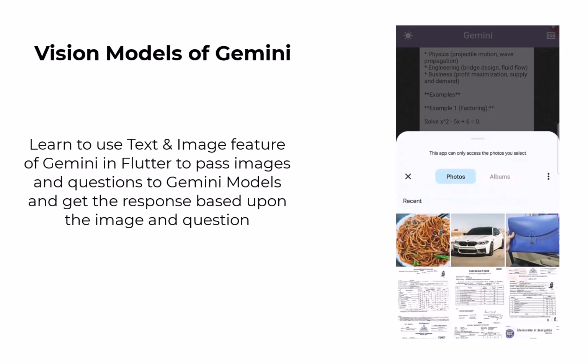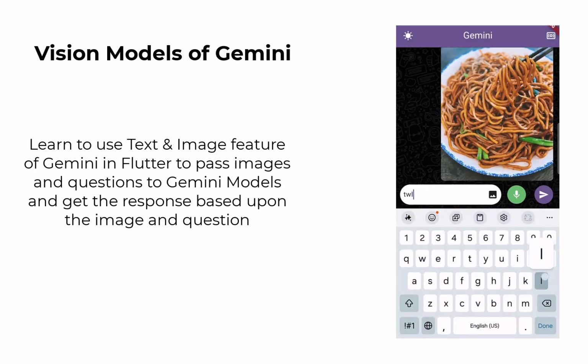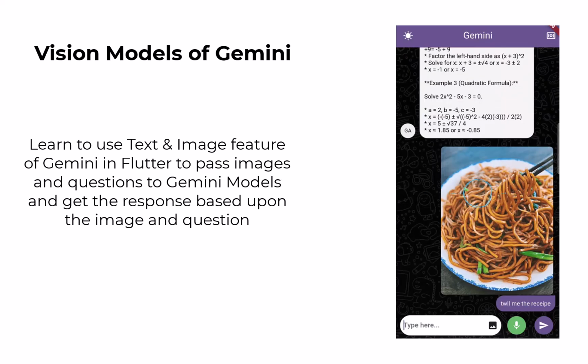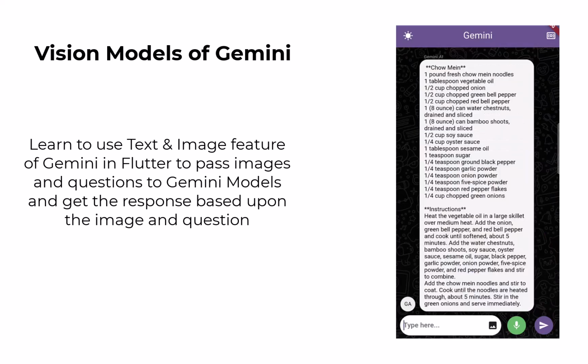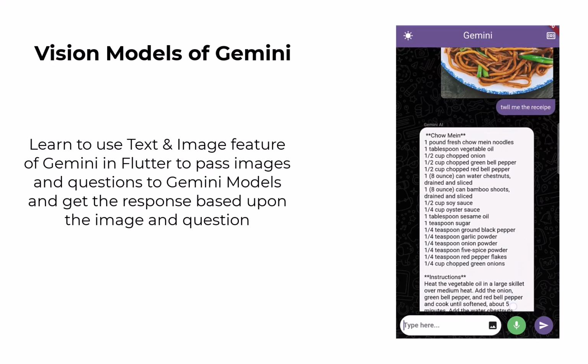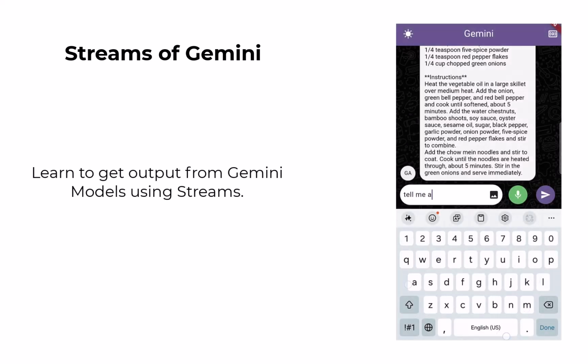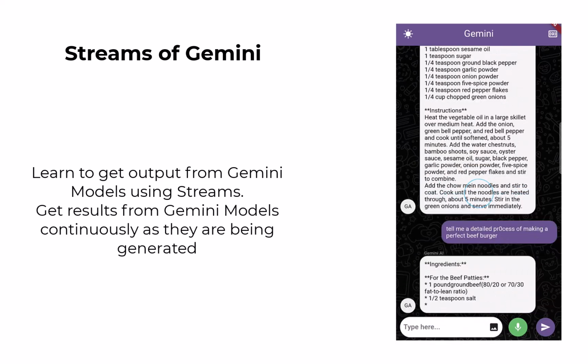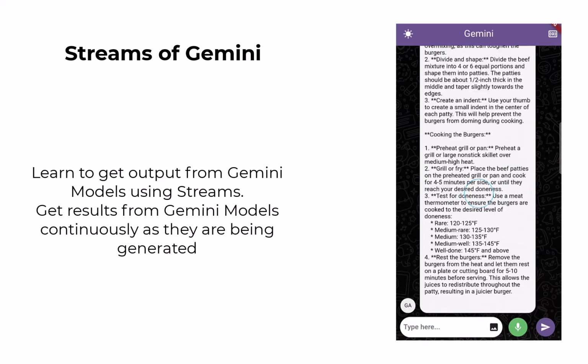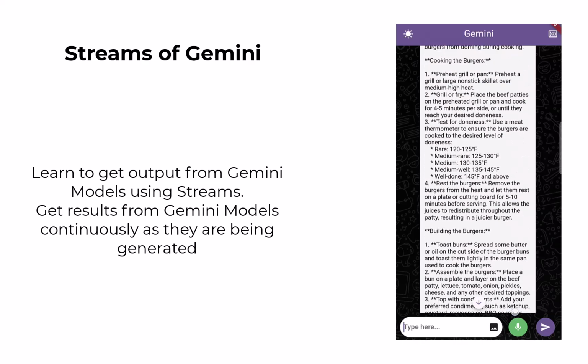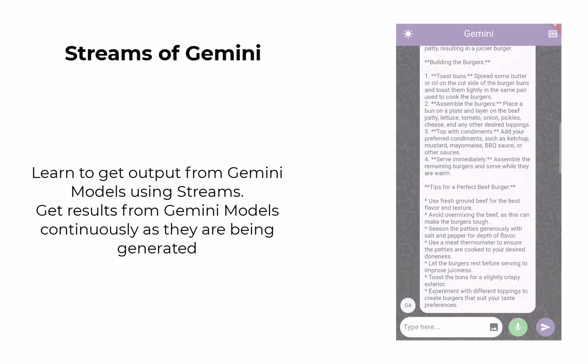After that, you will learn to pass images to Gemini models along with your questions. And based upon the image and the question, the model is going to return the response inside our application. And after dealing with text and images, you will learn to get output from Gemini models using streams. So it means that you will be able to get results from Gemini models as they are being generated.